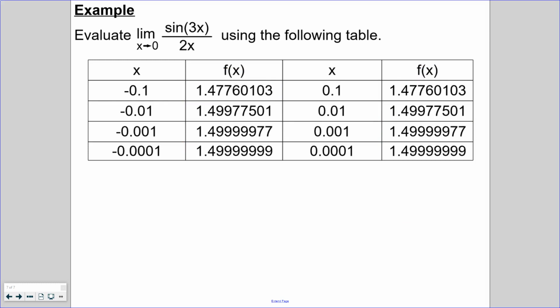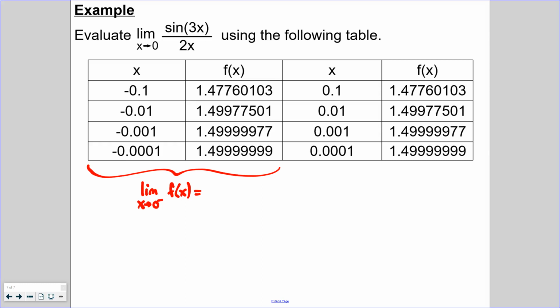All right, let's take a look at one more example. So here we want to evaluate the limit as x approaches 0 of sine of 3x over 2x, and we are given the table. We'll do the same thing as we did in the previous slide. We'll first look at the left-hand side, the limit as x approaches 0 from the left of f of x. And let's see, we're going 1.477 to 1.499 to 1.49999 to 1.4999999.